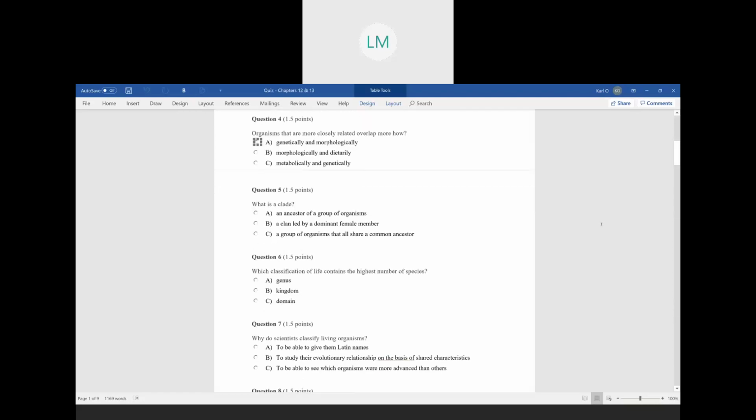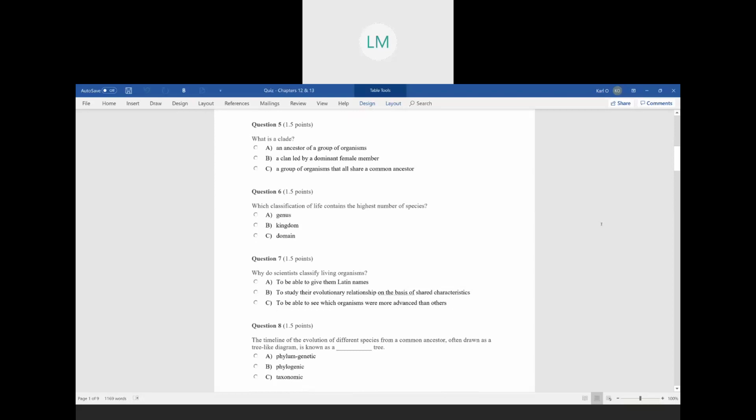Question number 5, what is a clade? This is just a definition here. A clade is a group of organisms that all share a common ancestor. So it's not necessarily a group that has a dominant female member. It's not an ancestor of a group. It is the group of organisms that have an ancestor in common. Just the definition of a clade.